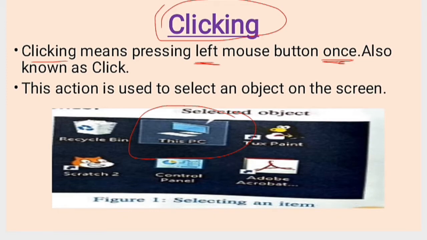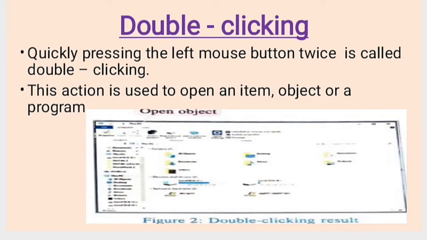This is the first action. The second action is double clicking. Double means two times. From the name we already understand, clicking we have already done. Double clicking means clicking done twice. Here it is written: quickly pressing the left mouse button twice. That is called double clicking.